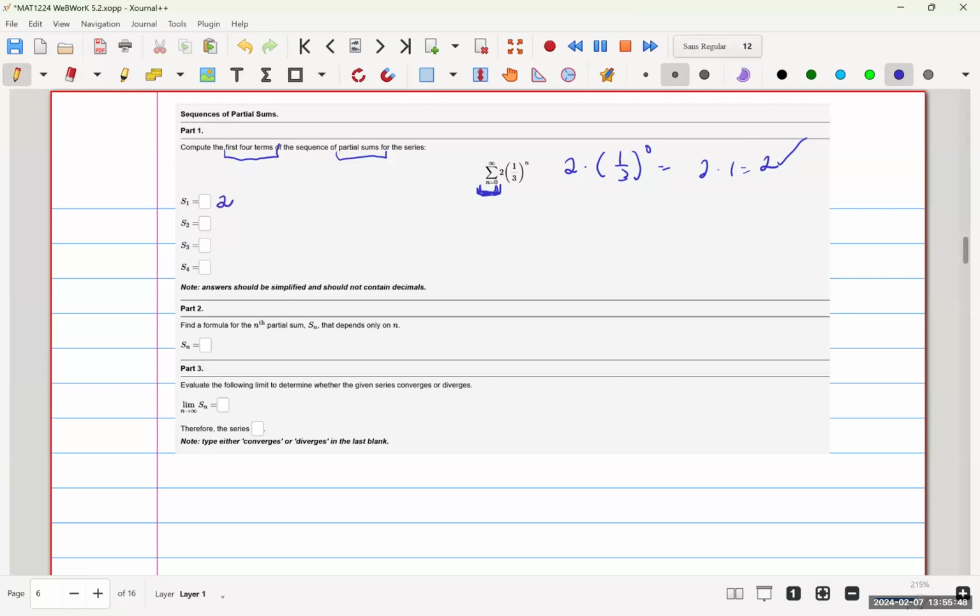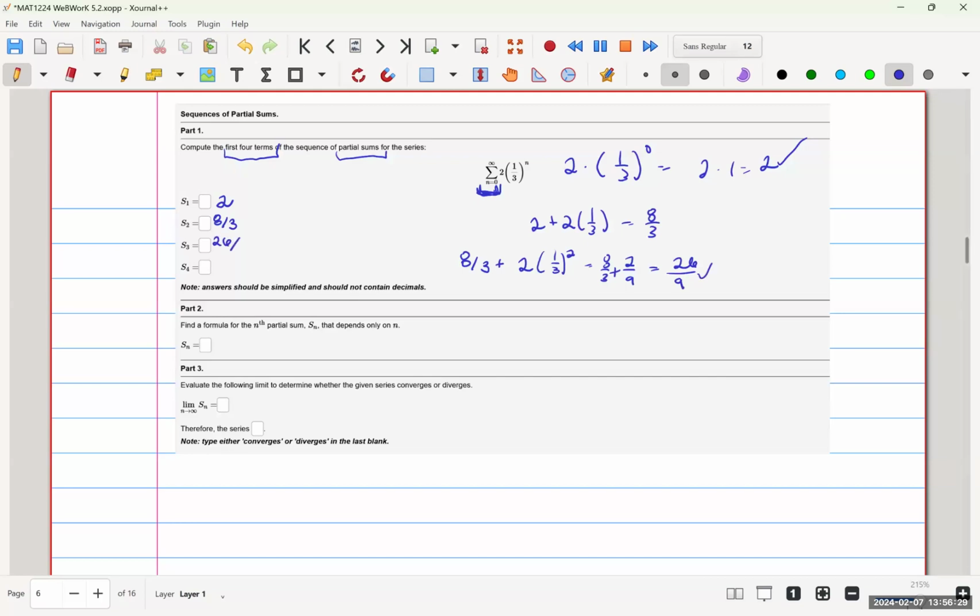So we have 2, and then the next one, we have 2 plus 2 times 1/3, which is 2 plus 2/3, which is 8/3. So 8 over 3. Now we have 8 over 3 plus, this time, 2 times 1/3 squared, which is just 2/9. So 8/3 plus 2/9 is 26 over 9.